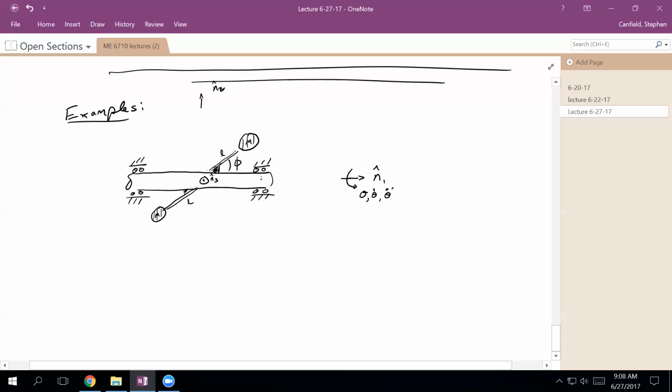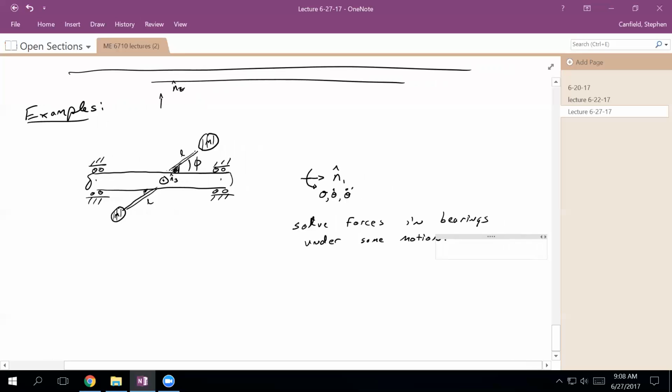And here I have bearings. These are my two bearings. So my question is, for this problem, I want to solve for the forces in my bearings under some motion. Or at the end, we might take a moment and say, well, what if I was driving this with a particular torque? What would be the forces in my bearings?